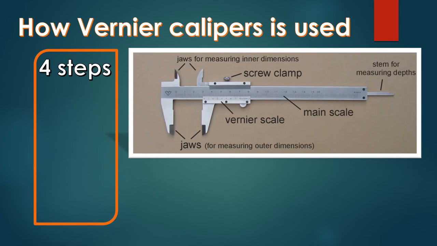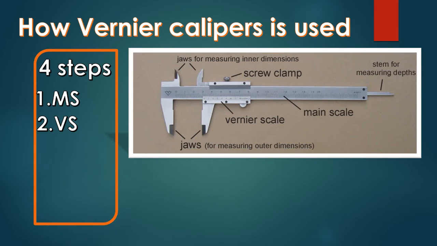So you must remember 4 steps in order to take measurements from a vernier caliper. These 4 steps are: firstly, the main scale reading, which is taken from the main scale of the vernier caliper, and secondly, the vernier scale reading. Vernier scale reading is taken from the vernier scale, so it has no dimensions. Main scale reading has dimensions, while vernier scale reading has no dimensions.